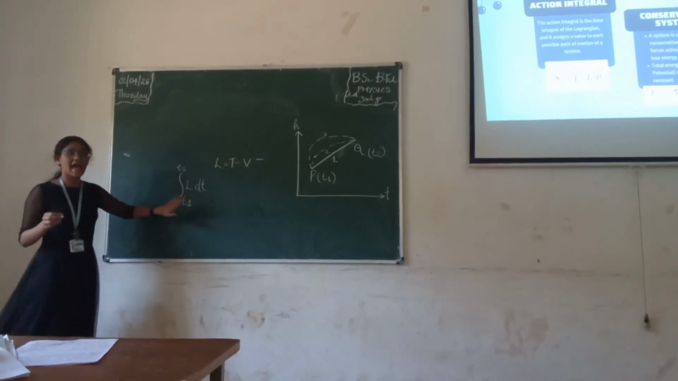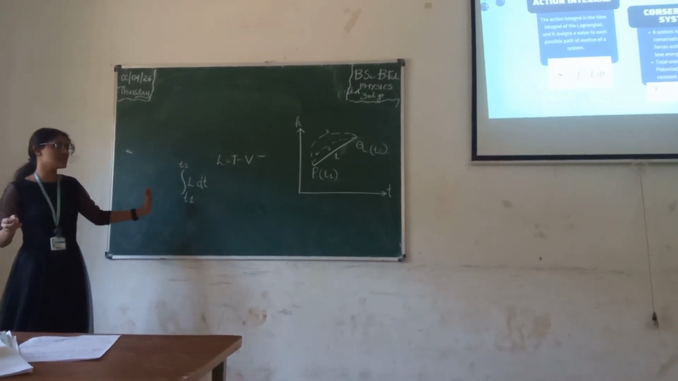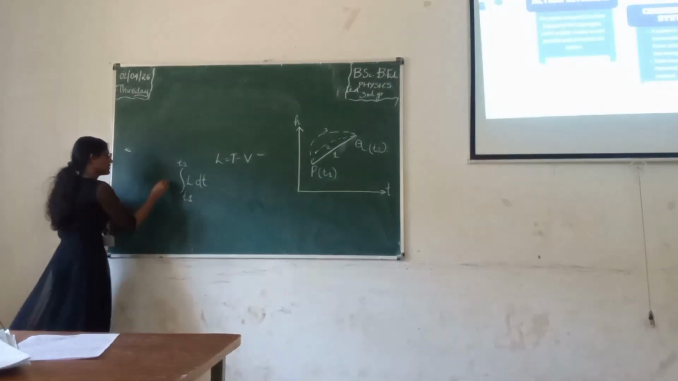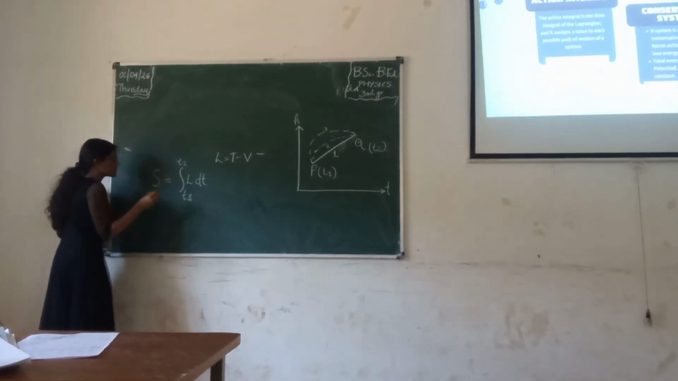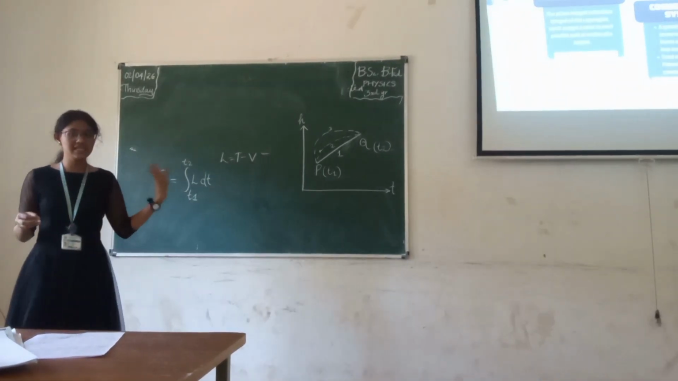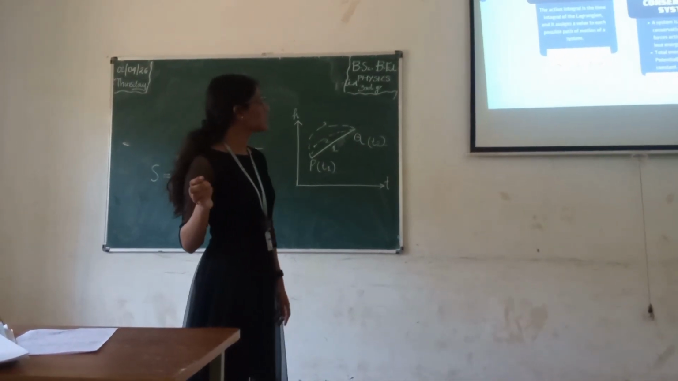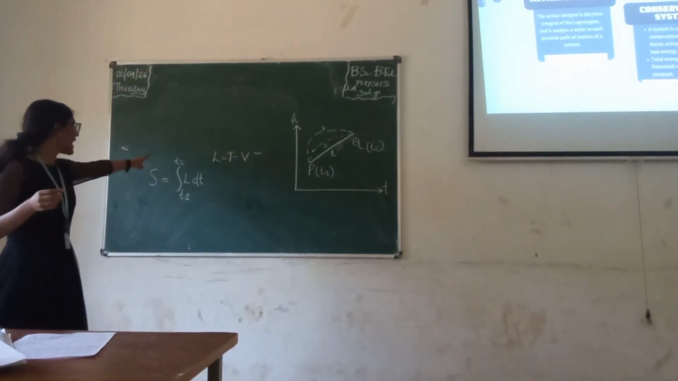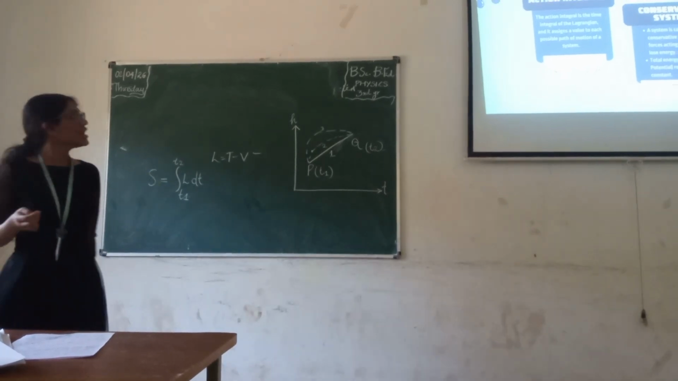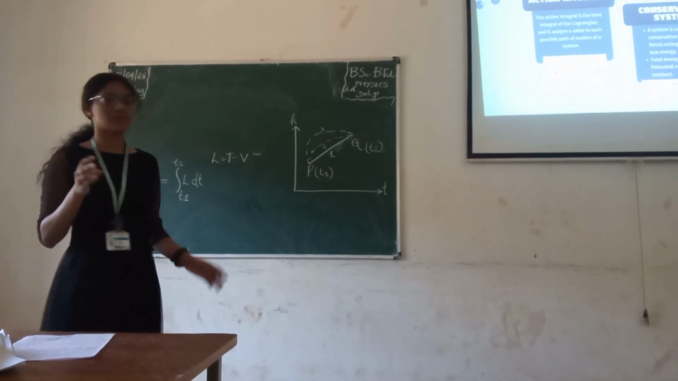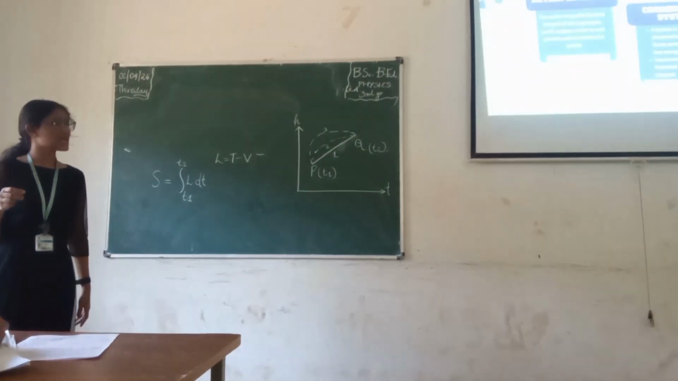This is what we call action. It is denoted by S. In some cases, it is denoted by I. So this is what we call action or action interval. As I said, action interval is the time integral of the Lagrangian, and it assigns a value to each possible path of motion of the system.